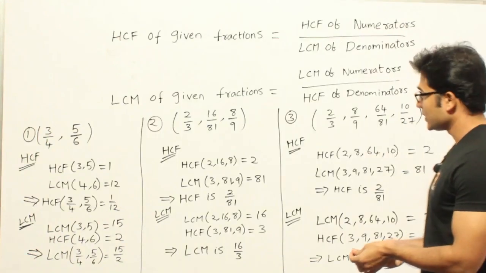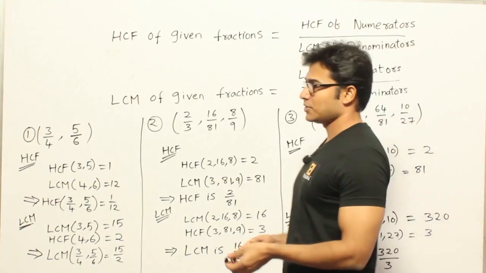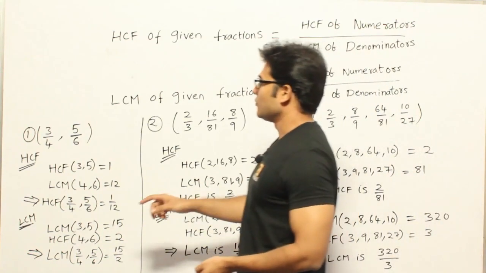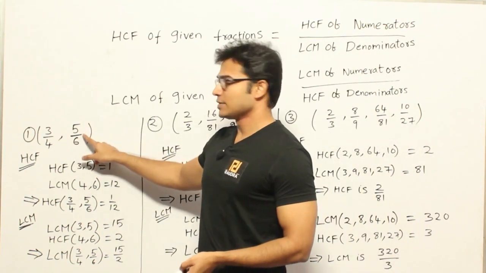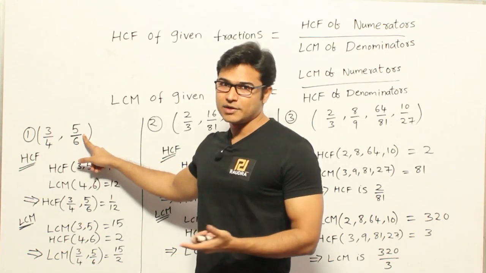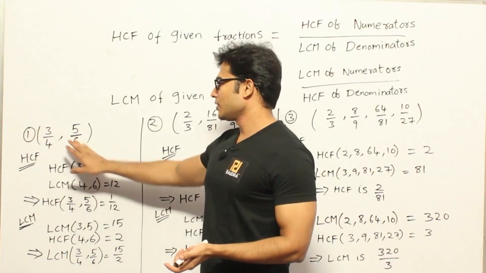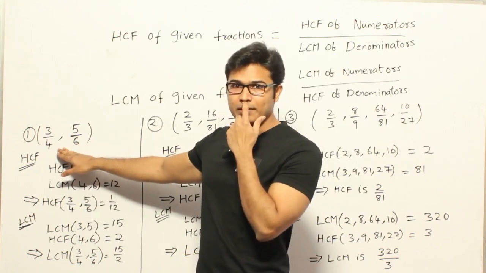Now let's try to find out the LCM and HCF of the fractions. If a number is of the form a by b, if you have two numbers 3 by 4 and 5 by 6, and you have to find out the LCM and HCF, there are various methods of doing it. So one way is you try to convert the numbers in such a way that you eliminate the fractions.